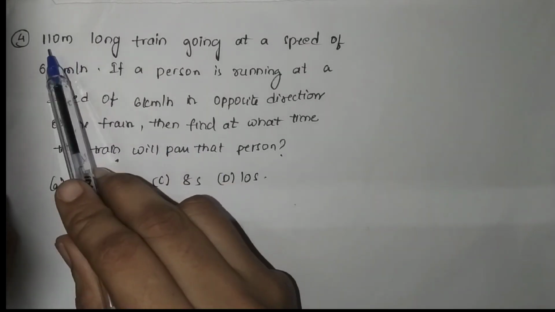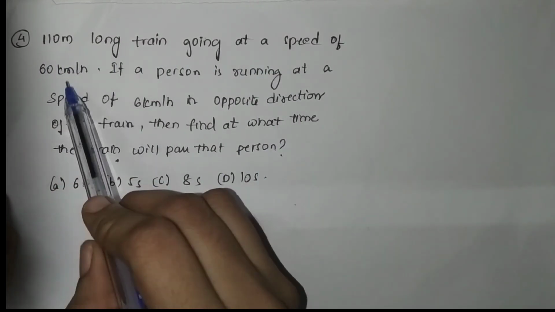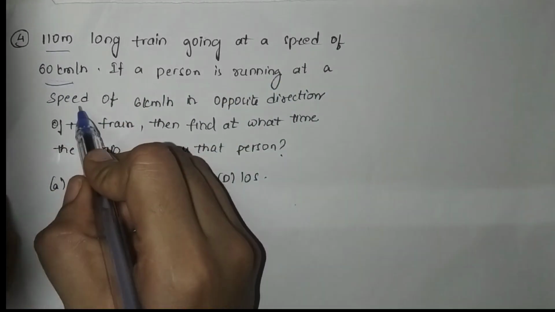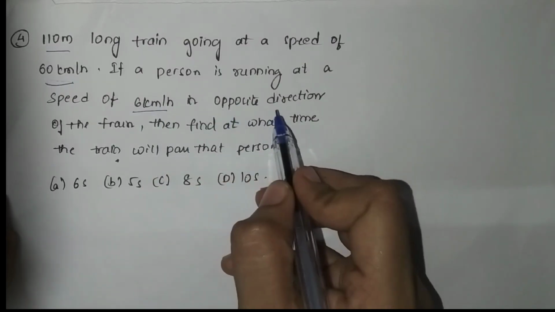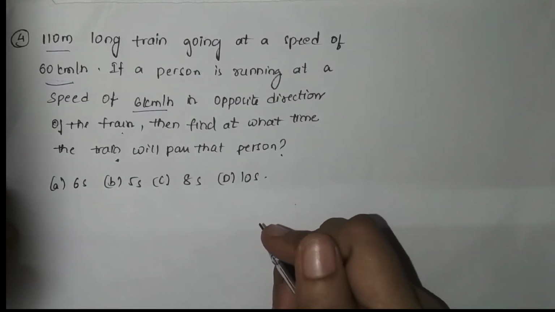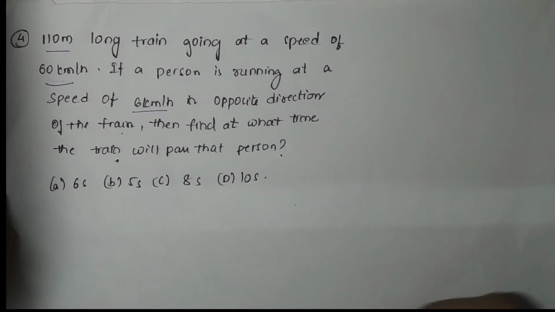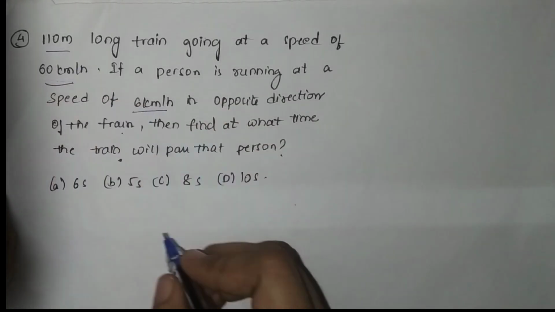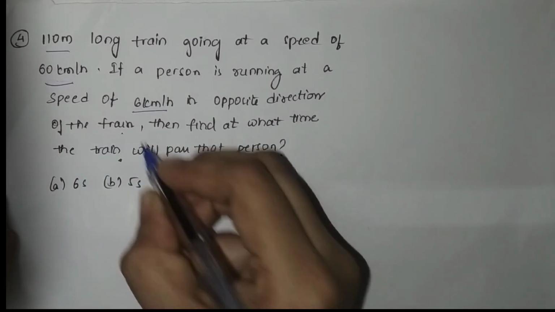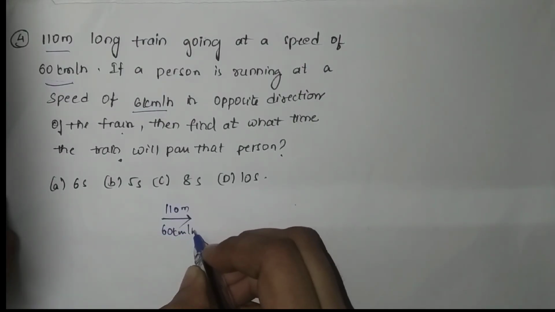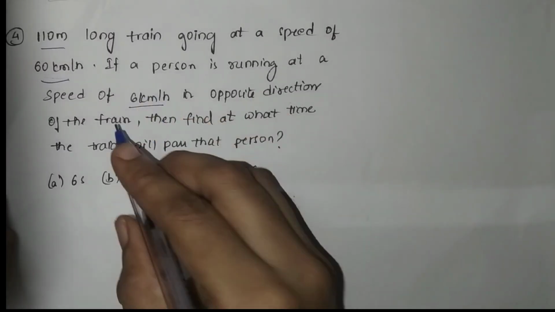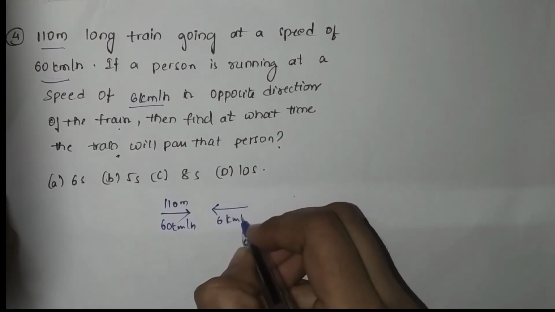Next, they gave a 110-meter long train going at a speed of 60 kilometer per hour. If a person is running at a speed of 6 kilometer per hour in the opposite direction of the train, find at what time the train will pass that person. So now let's see what they gave and what we need to find. So this is the train. Its length is 110 meters and it is going at a speed of 60 kilometer per hour. Let's say in the opposite direction, one person is coming and the speed of that person is 6 kilometer per hour.